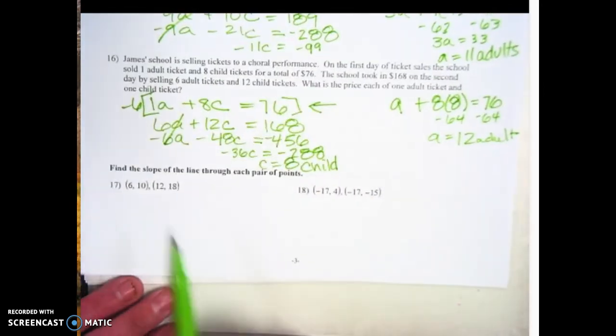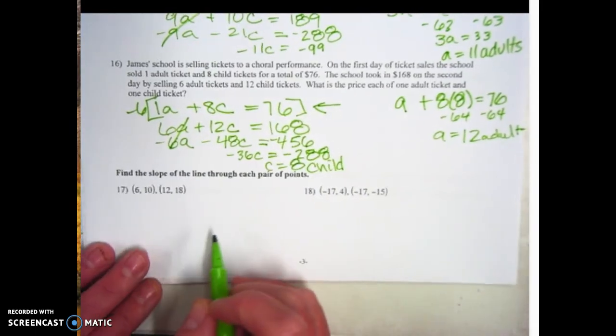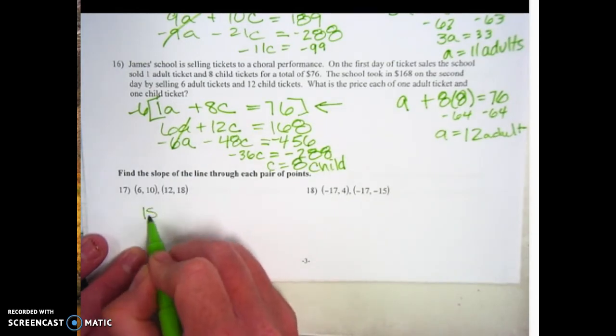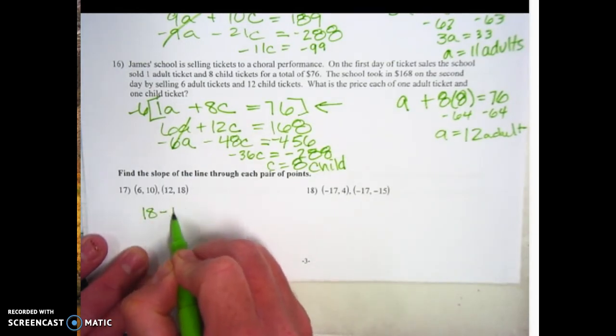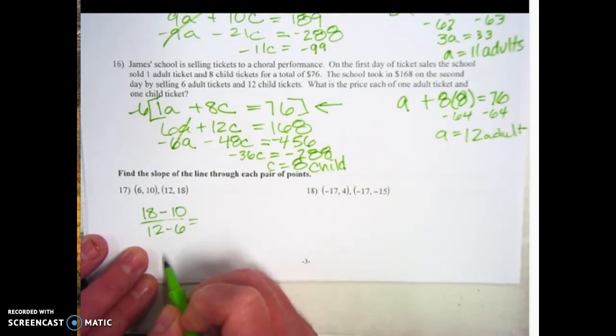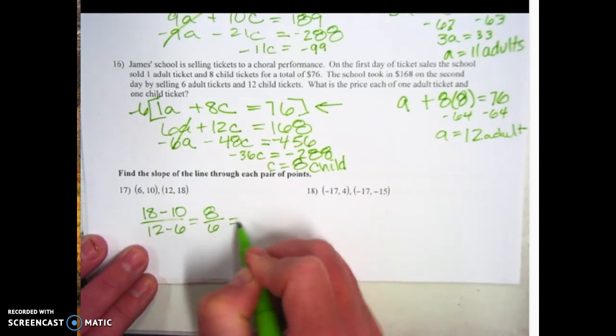Number 17 and 18, we just want to find the slope, so we're going to use the slope formula, which is y2 minus y1 over x2 minus x1. If it helps you, label them, and then plug them in properly. So 18 minus 10 over 12 minus 6. And then from here, you just want to simplify. 18 minus 10 is 8. 12 minus 6 is 6, and then just reduce it to 4/3.